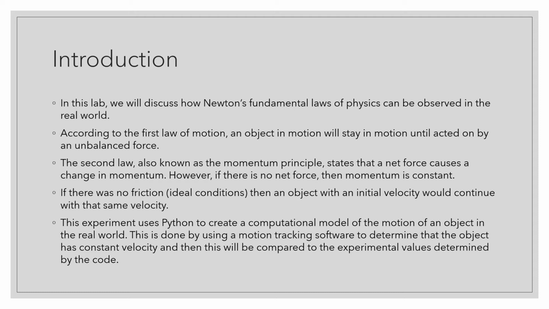If there was no friction under ideal conditions, then an object with an initial velocity would continue with that same velocity. This experiment uses Python to create a computational model of the motion of an object in the real world. This is done by using a motion tracking software to determine that the object has a constant velocity, and then this will be compared to the experimental values determined by the code.